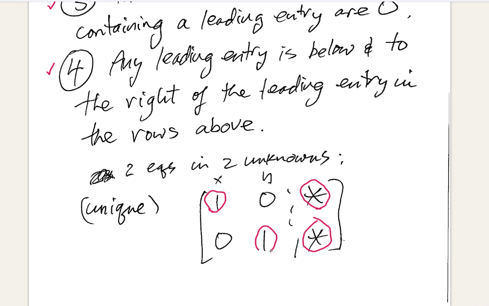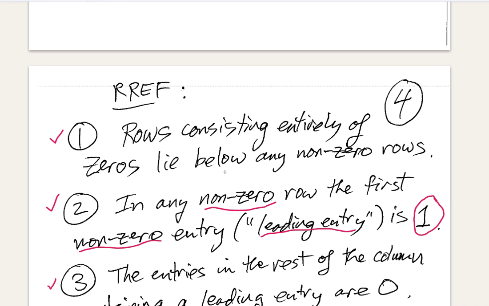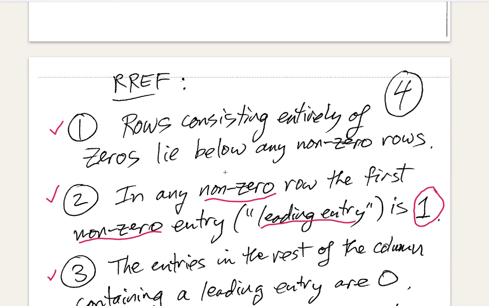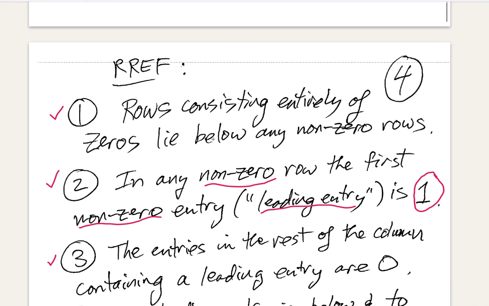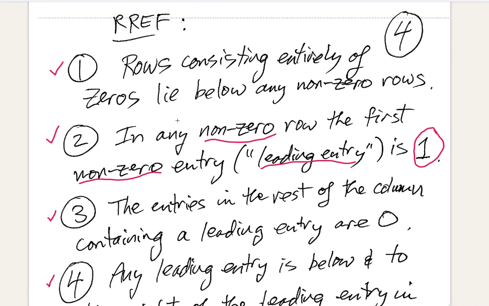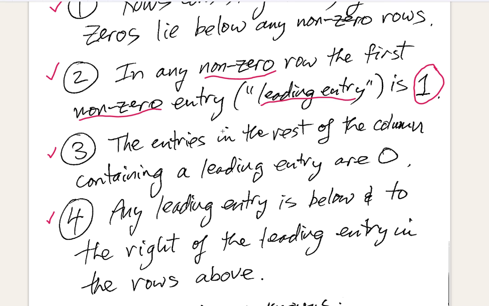Those had better be 1s. Okay, those are the first non-zero entries in each of those 2 rows. They better be 1s. Are they? Yep. Okay, so number 2 is satisfied. By the way, there's no rows consisting entirely of zeros, so number 1 is vacuously satisfied. Okay, but number 2 is satisfied, definitely.